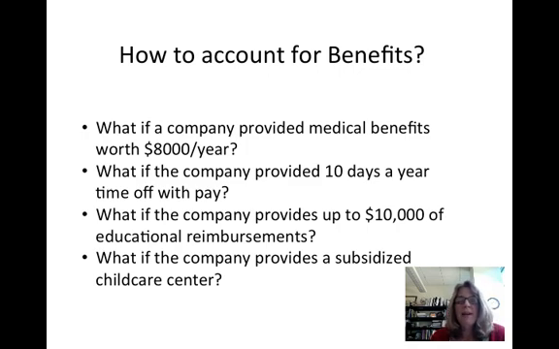What if the company provides 10 days a year of time off with pay? So the person's not working, but they're getting paid. That's an additional cost to the company. What if the company provides $10,000 of educational reimbursement? What if the company provides a subsidy for a child care center? All of these things need to be included in the cost to the company. Now, in class, we're going to look at how to work through some of these costs. They're not simple, but we will look at that and then come up with a new cost to the company.